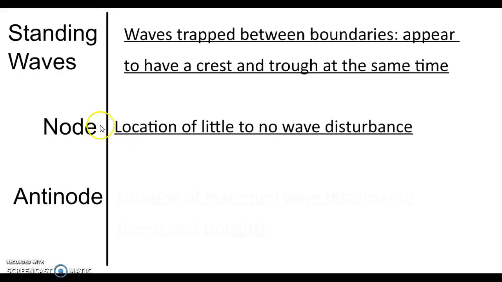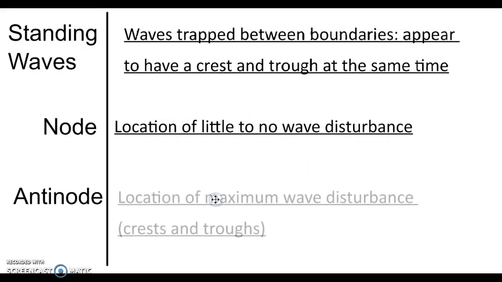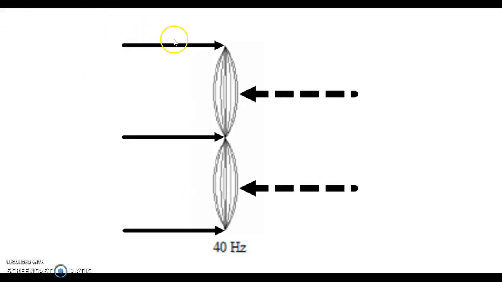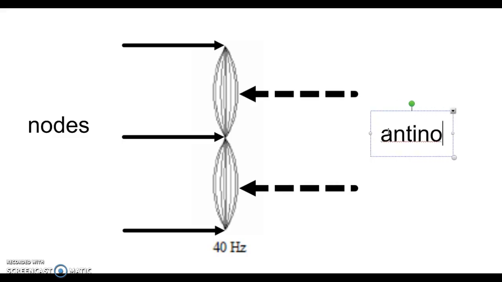They have two different regions. One is where you don't see any wave at all. It looks like it's just standing still. It's called the node. And then there's the place where you see both a crest and a trough at the same time. That's called the antinode. We're going to label the nodes and antinodes here so you can see these are the regions where the wave's not moving much. These are the regions where the waves are moving a whole bunch. So on this side, we have our nodes. On the other side, we have our antinodes.